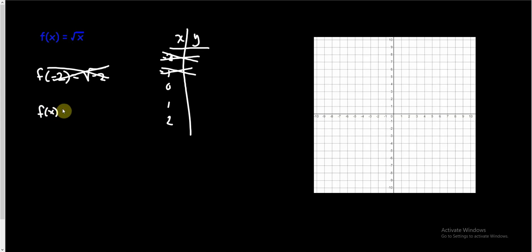So let's try starting at 0 then. I forgot to write 0 in there.